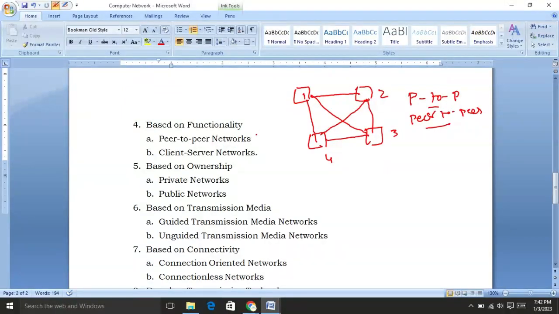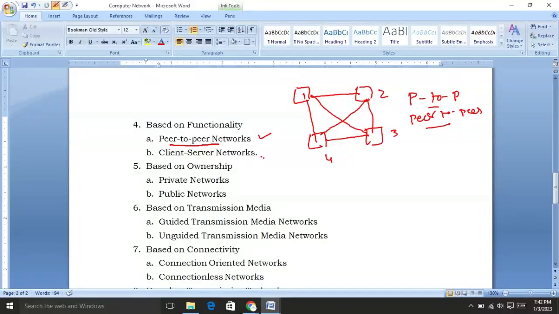Based on the functionality, how they are going to function: I just explained the point to point network. The first one is the peer to peer network. That means each and every system within the network is able to communicate with, directly transfer to, or receive data from any other system within the network.